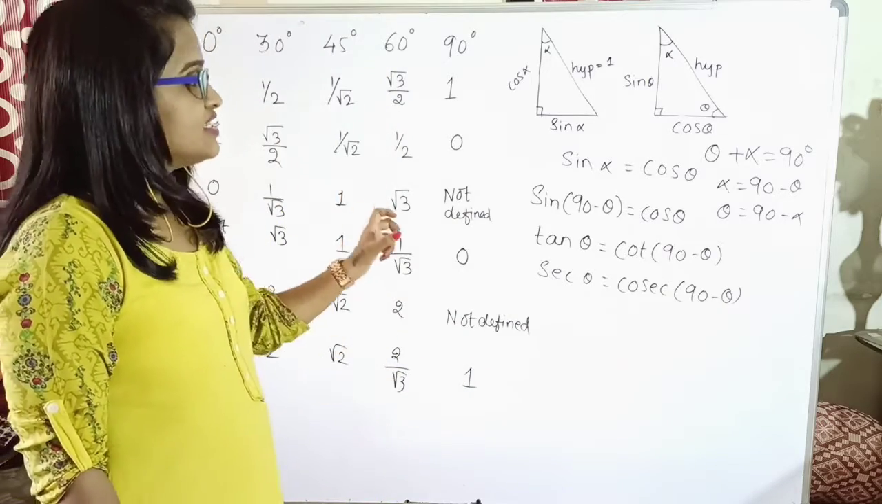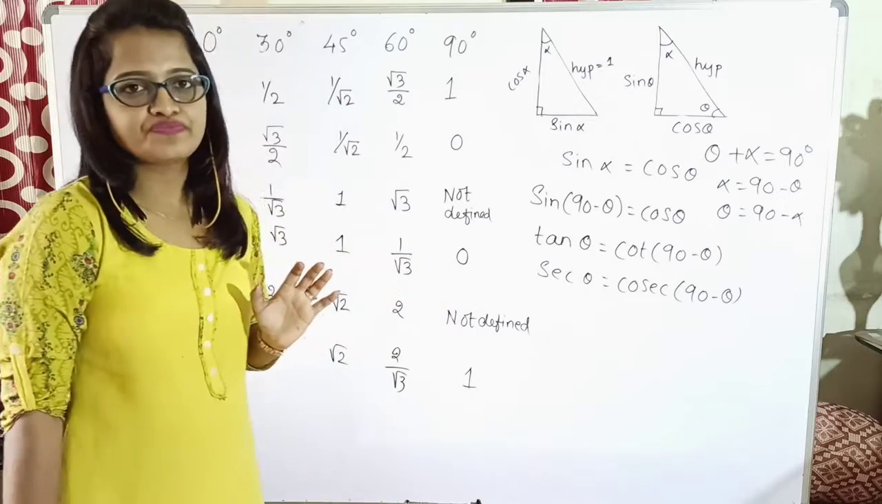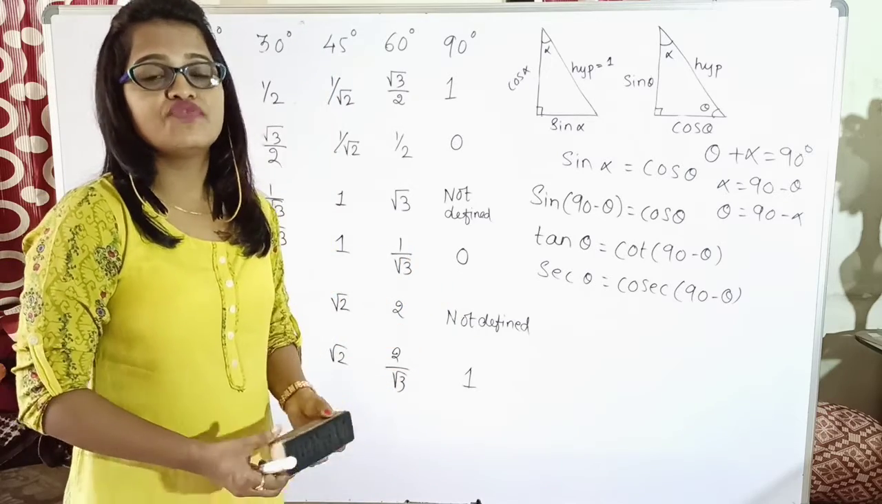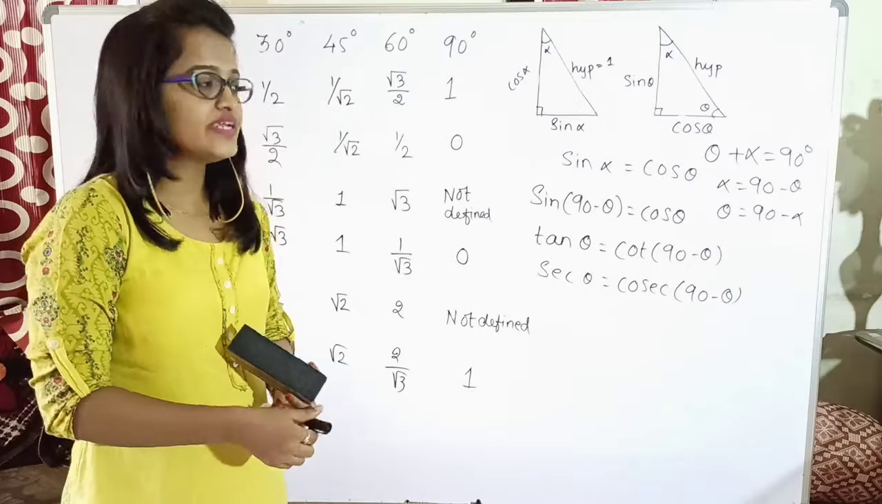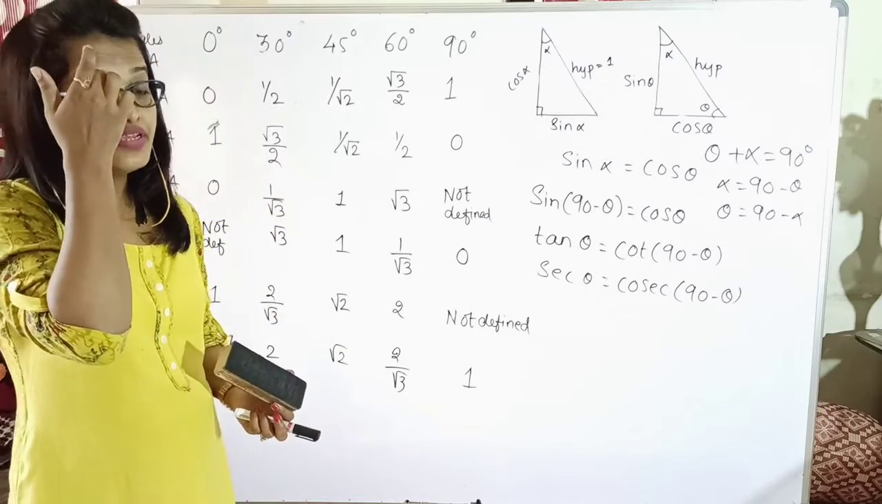So these are all called complementary ratios. Why? Because these are complements of one another, or the sum of the angles is equal to 90 degrees, and hence they are called complementary ratios.